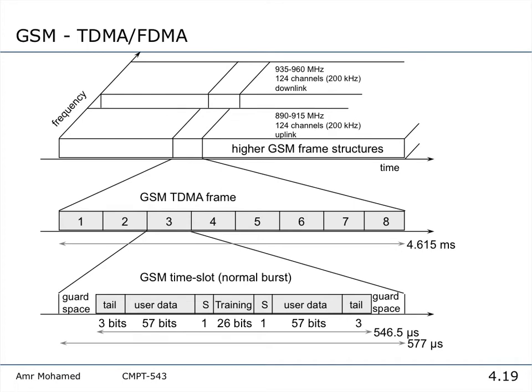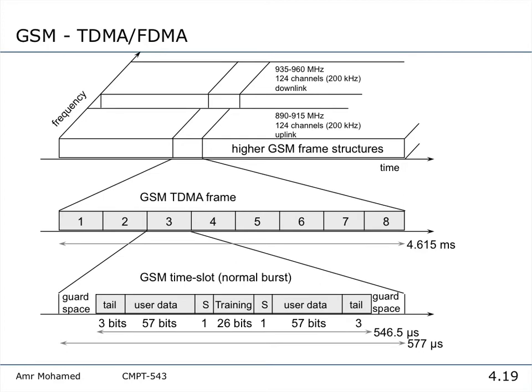So we need to synchronize. We need to have a specific start and a specific end for the time slots. How can we do that while we have different mobile stations with different clocks? How can we do this? To address the synchronization issue, we have redundant bits that we put into the frame which will help.